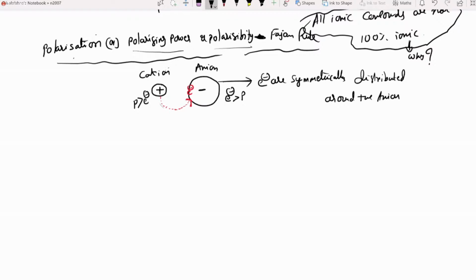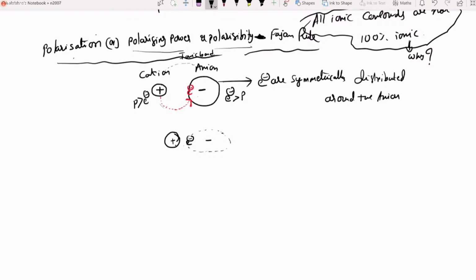Generally, cation and anion are already bound by an ionic bond. Even though, my cation attracts this electron. Due to that, that anion was distorted and electron density is coming towards the cation.